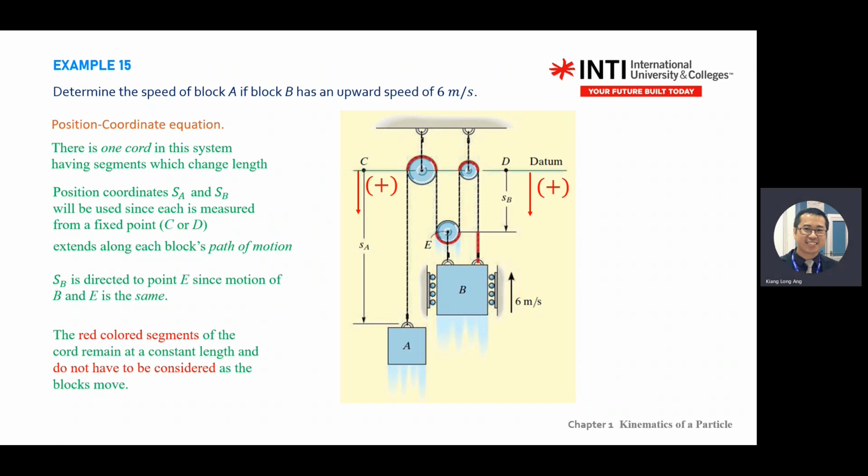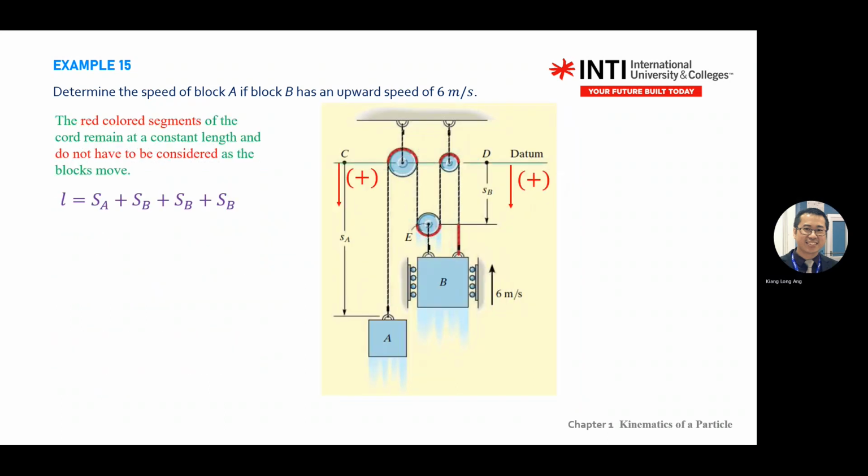So before you move forward, try to analyze logically. When you pull A, what happened to B? B will move up, huh? All right. So that's why you check your answer. They should be negative between A and B. If you get positive, then you need to check. There should be something wrong from the derivation.